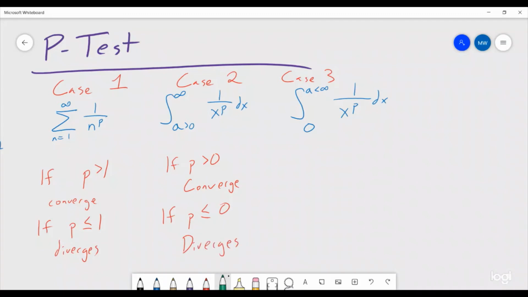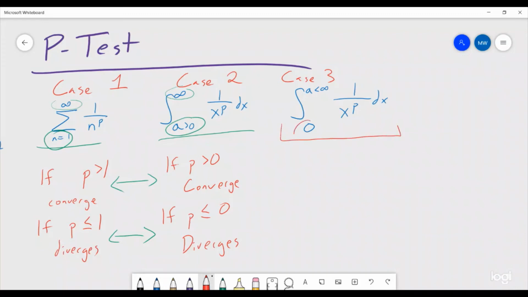Notice the similarities in these two situations, because we are adding up a whole bunch of 1 over x to the p's, and both of these are starting at some finite value and then ending at infinity. So those two are tied together because of the relationship between series and integrals. Now this one is going to be different because this time we are starting at 0 and then going to infinity. So these are going to be sort of the opposite.